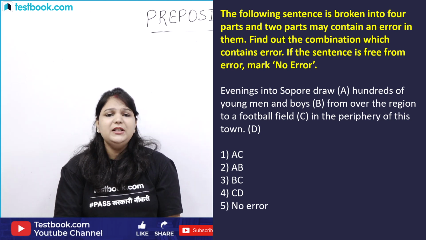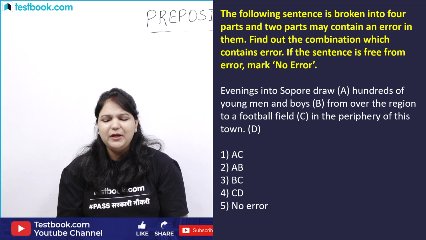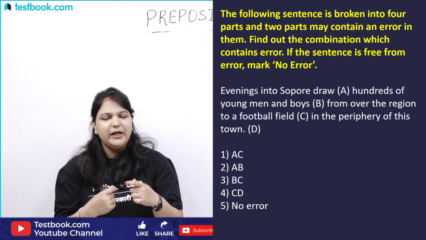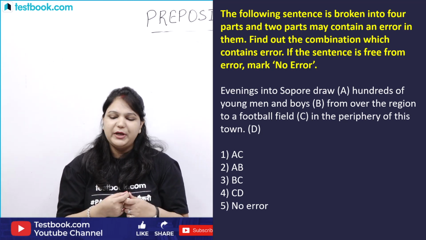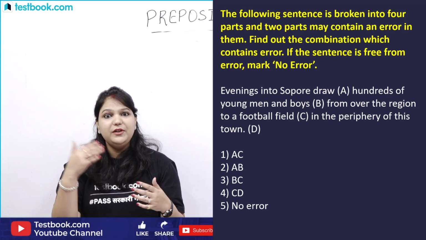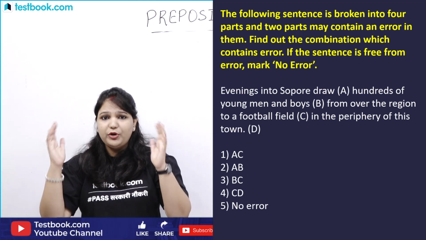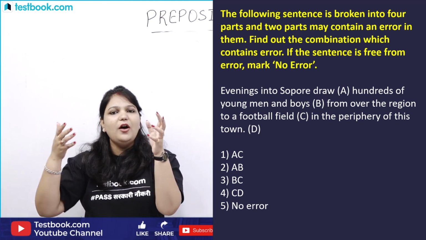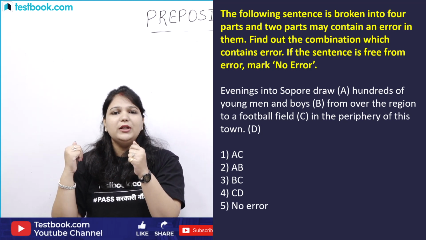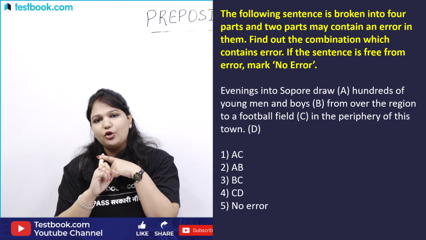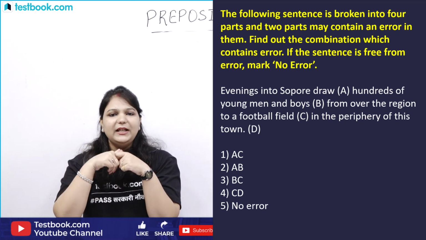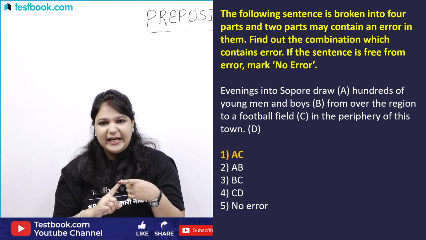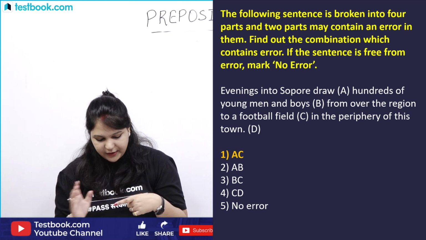So if you see evenings into Sopore, what is the problem in part A? Just now we saw the use of into depends on motion or movement. But we are actually talking about the evenings in Sopore, which means Sopore is a place. So it is about how you spend your evening there. So the use of into is wrong. The next slide will highlight the answer for you. Option AC is the right answer.